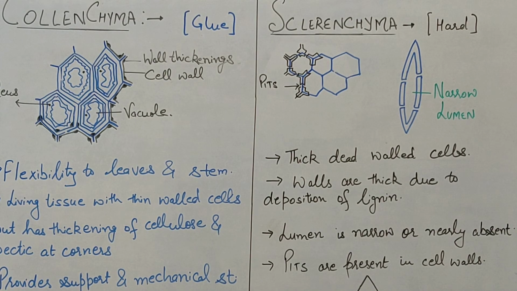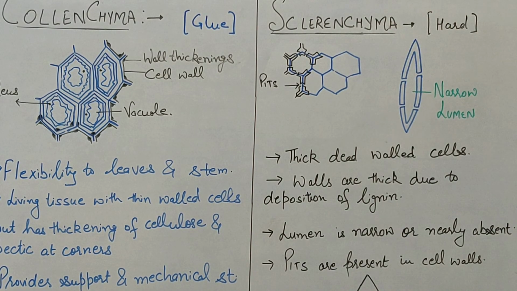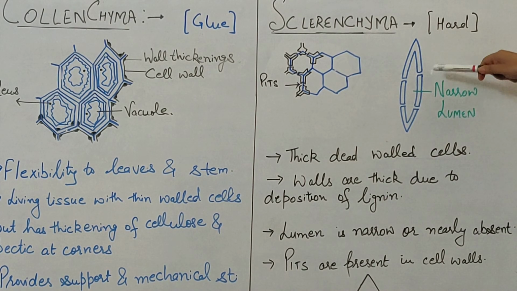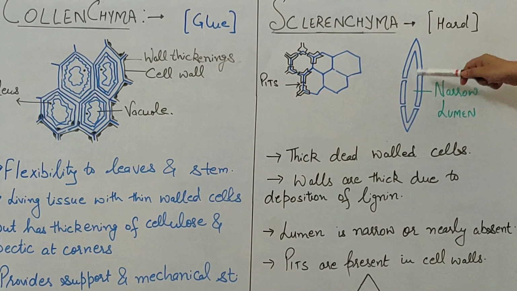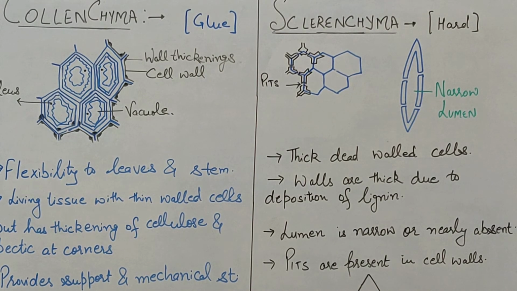These walls are so thick that there is no internal space inside the cell, so we can say that lumen is very narrow or it is absent. You can see in this figure that between the cell walls small gaps are present. These small gaps are called pits. Thus we can say that pits are present in cell wall.